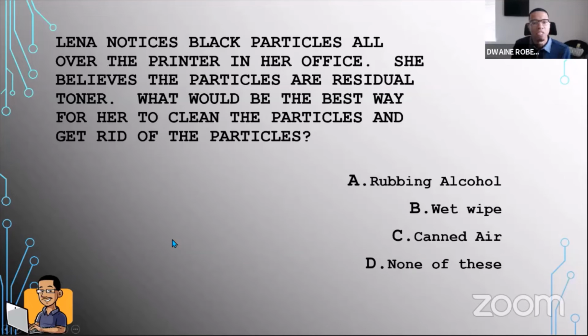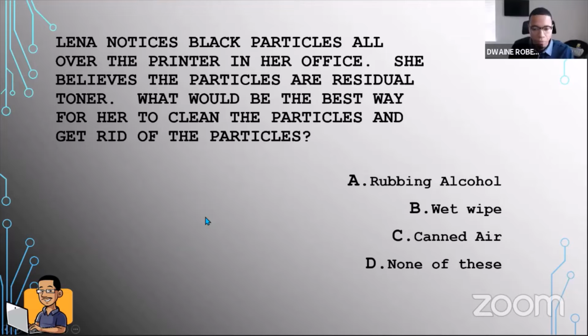All right, Lena notices black particles all over the printer in her office. She believes the particles are residual toner. What would be the best way for her to clean the particles and get rid of all of the particles? Another thing, gang, sometimes don't overthink it. The easiest answer sometimes actually is the answer. So she's got particles everywhere, right? She can either use rubbing alcohol, wet wipes, canned air, or none of that stuff. What would be the best way for her to clean all the particles and get rid of them?